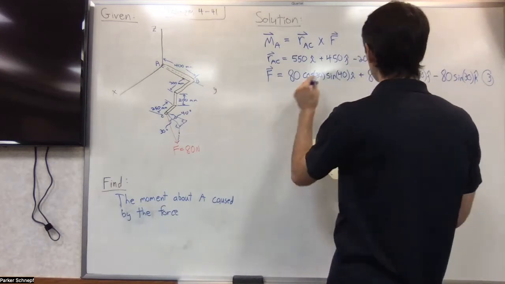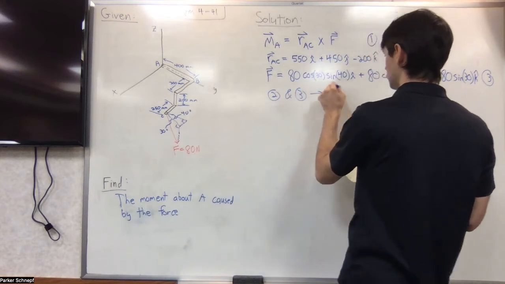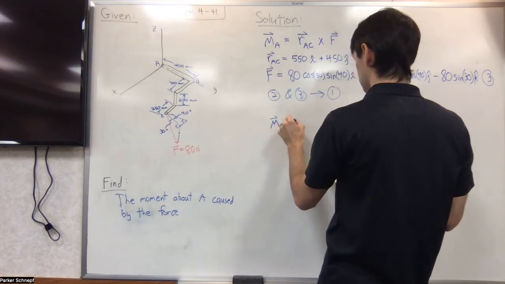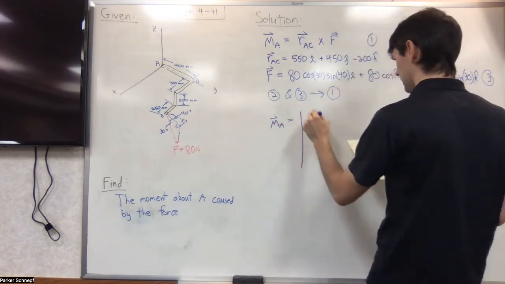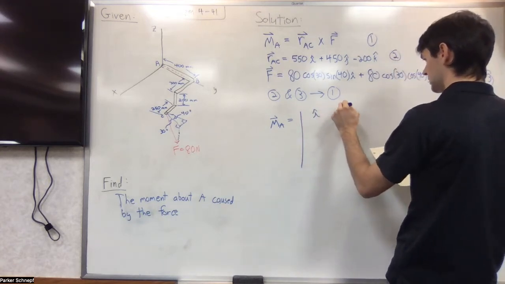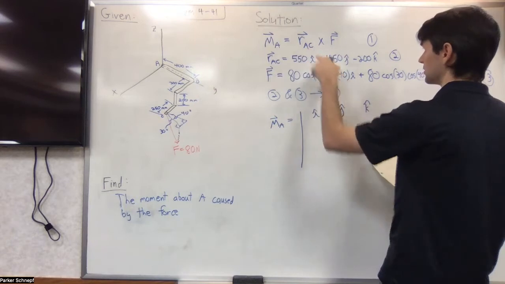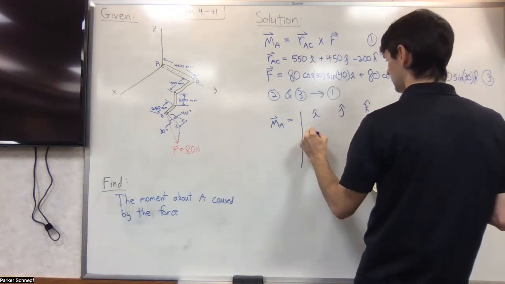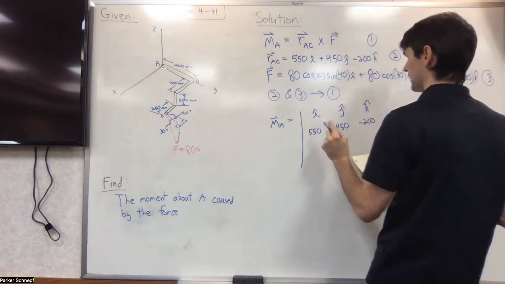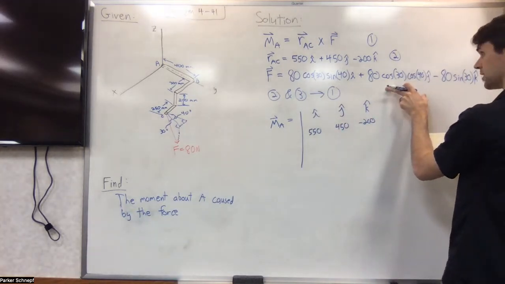All right. So next we've got to plug in these two equations. So 2 and 3, we're going to stick them into 1. And now we've got to set up our cross product. So the moment is equal to, and this is how we're going to do it. We're basically setting up a 3x3 matrix-looking thing. So we have I, J, K in the top row, and then we're going to have the X, Y, and Z components of our position vector, so 550, 450, minus 200. And then we're going to plug in the values for our force vector.